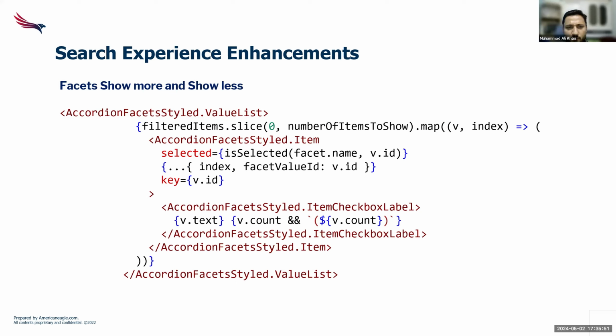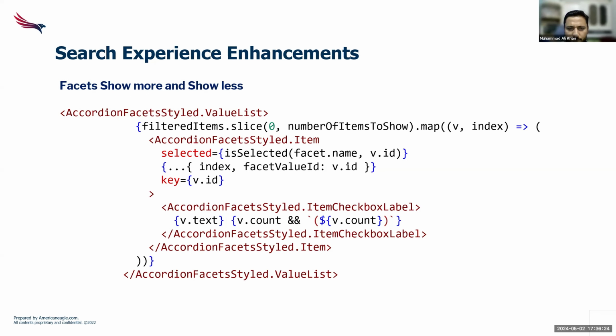This piece of code portrays that we are rendering the number of facets which are supposed to be shown in the facets list. So this is how we are controlling the number of items to show. We are using filtered items. This is the basic code snippet to render facets.